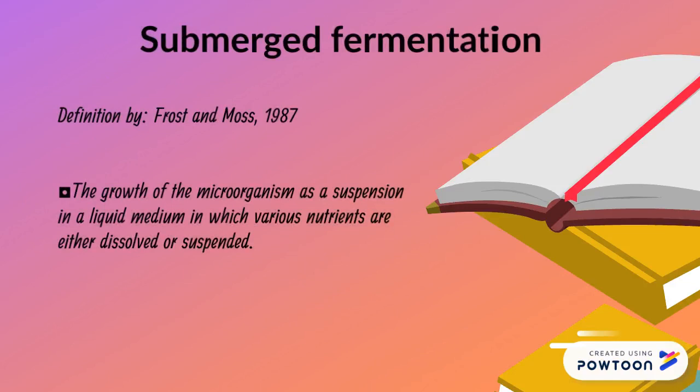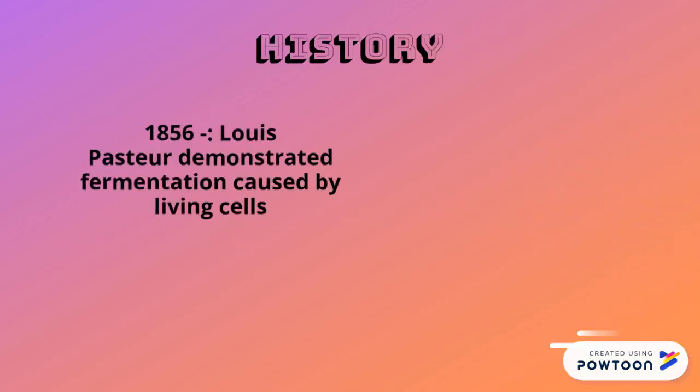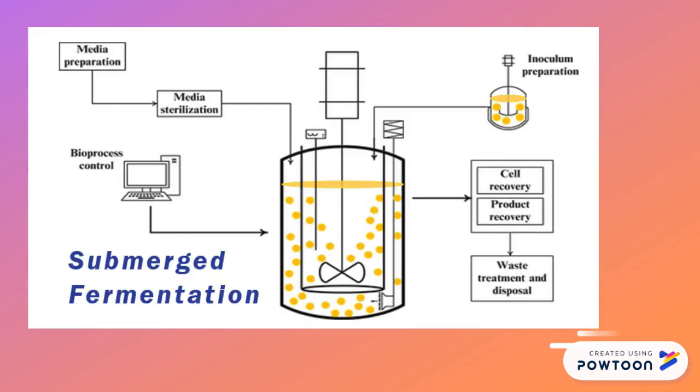Submerged fermentation is the growth of the microorganism as a suspension in a liquid medium in which various nutrients are either dissolved or suspended. History: in 1856, Louis Pasteur demonstrated fermentation caused by a living cell, while submerged fermentation started in the 1930s. A brief flowchart of all the processes involved in submerged fermentation.